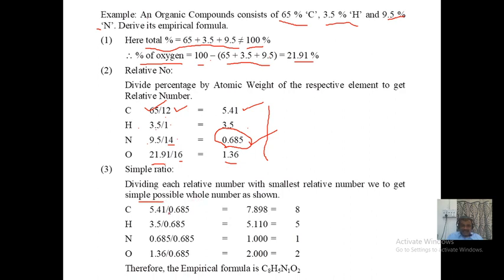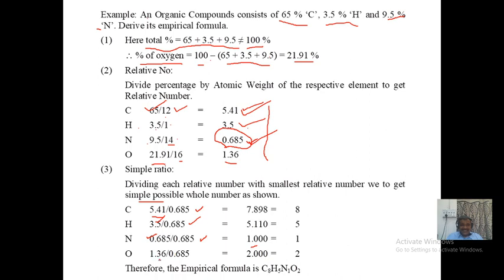So simple ratio, how to get? See, 5.41, divide by 0.685, the smallest in the previous step. 3.5 is the relative number of hydrogen, divided by the smallest. 0.681 divided by 0.681, that means at least one simple ratio will be 1, because out of the possible values of the relative number, 1 is going to divide by itself. So this is going to be 1.